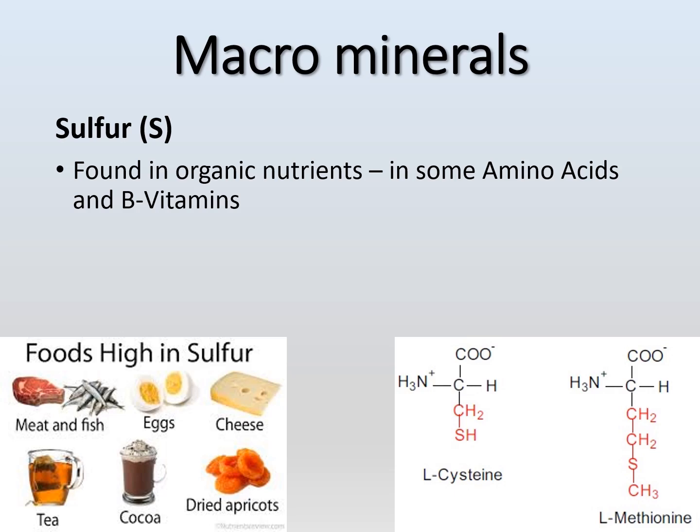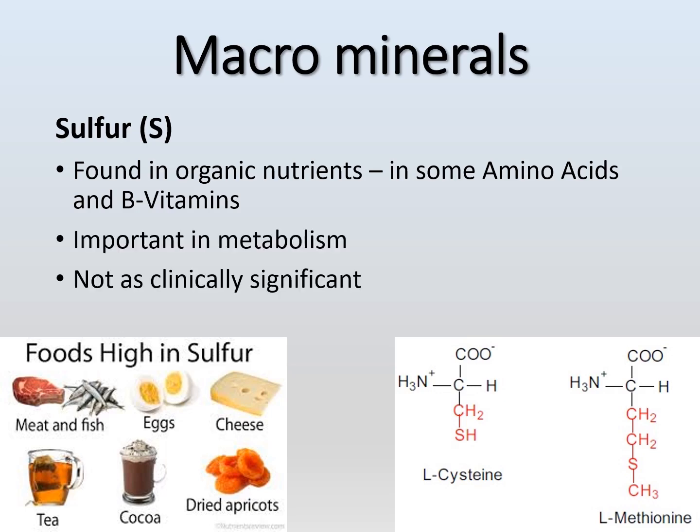So our last macro mineral that we're going to talk about is sulfur. And sulfur is found in organic nutrients. So we do see it in some amino acids, some B vitamins. So again, we can get sulfur through some of these organic nutrients as well. Okay. It is important in metabolism, so we do need it for normal metabolism, but it's not as clinically significant as some of our other macro minerals.